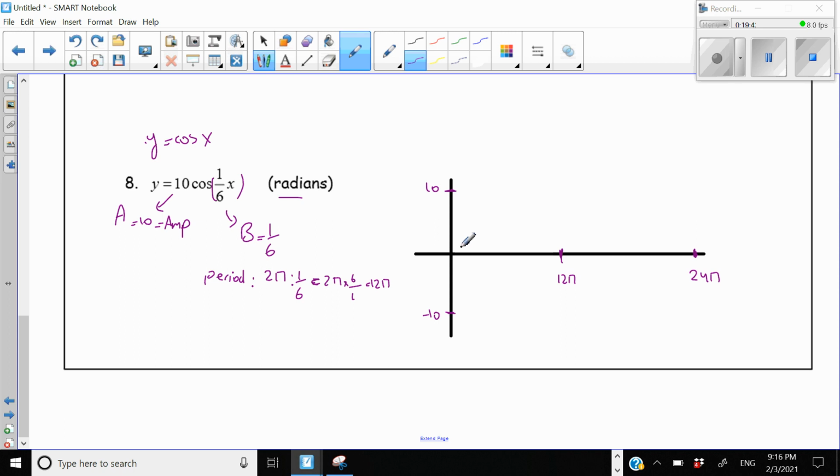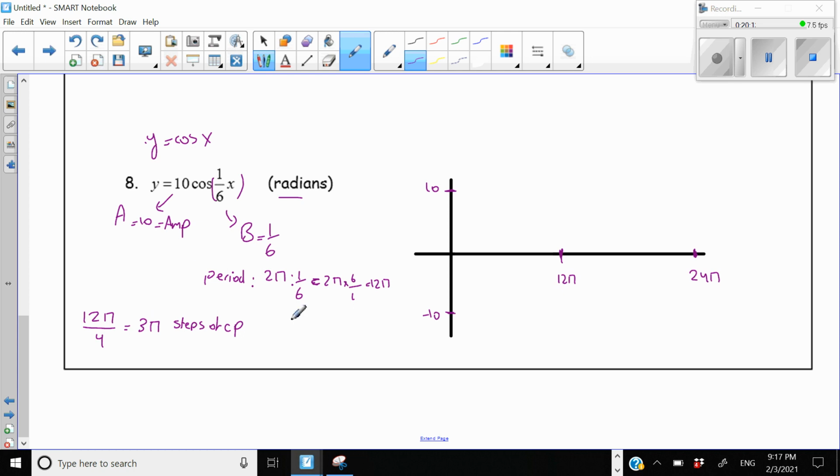Then I need to find the critical points. To find the critical points, take the period, which is 12 pi, and divide that by 4. So it will be 3 pi. This is the distance between the critical points. Just for short, I'm going to call that the steps of critical points. The steps that we need to go forward to find each critical point.